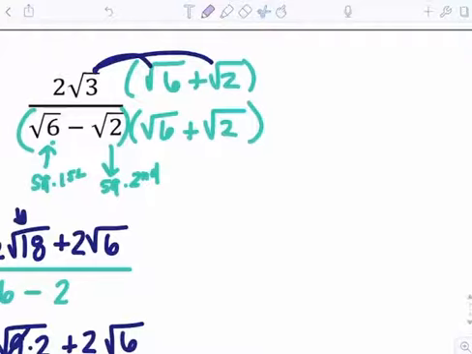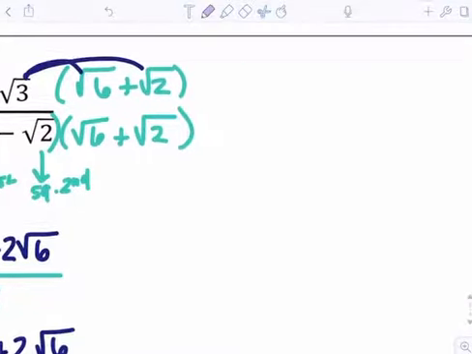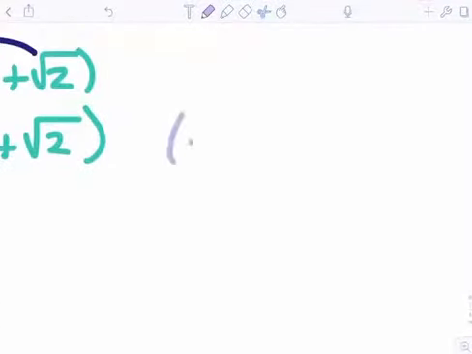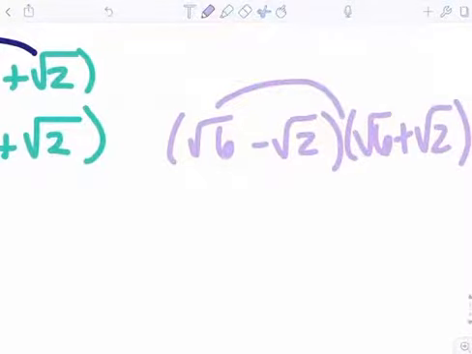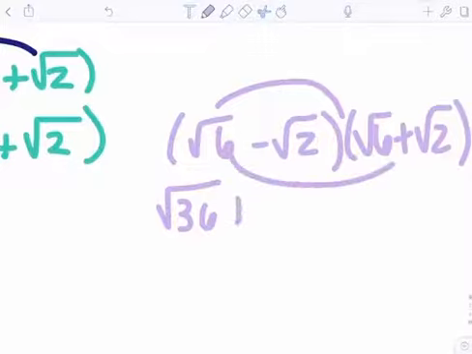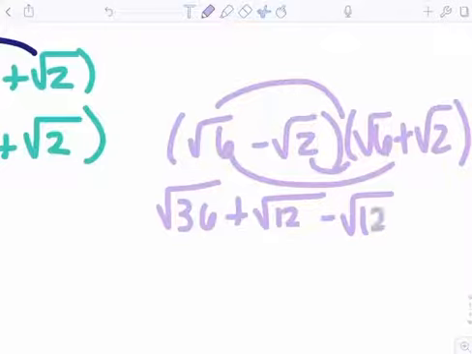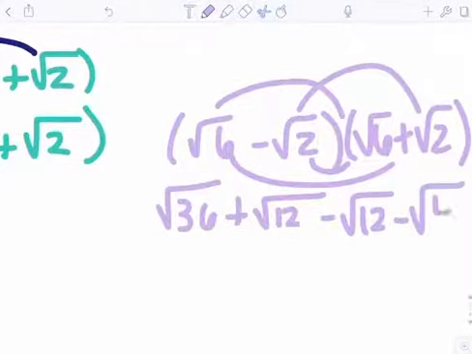So if I were to FOIL this out, I'm going to do it over here in purple. Root 6 minus root 2, root 6 plus root 2. Okay, root 6 times root 6, I'll just show you the long way without even canceling out the radical, right? That's the square root of 36 plus 2, plus the square root of 12 minus the square root of 12 minus the square root of 4.